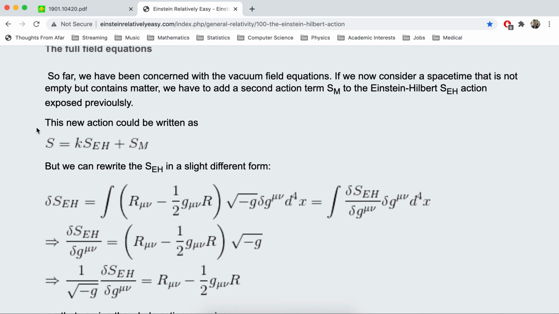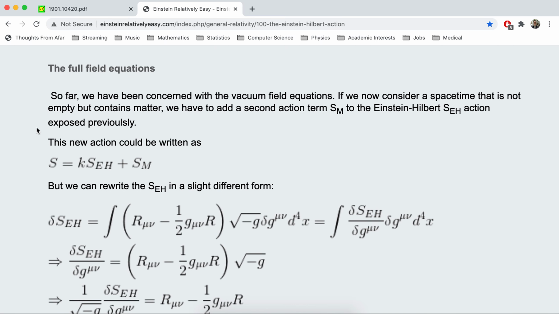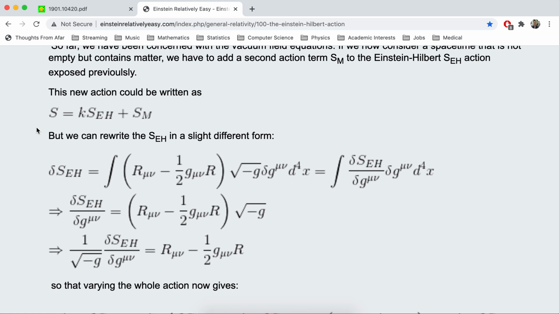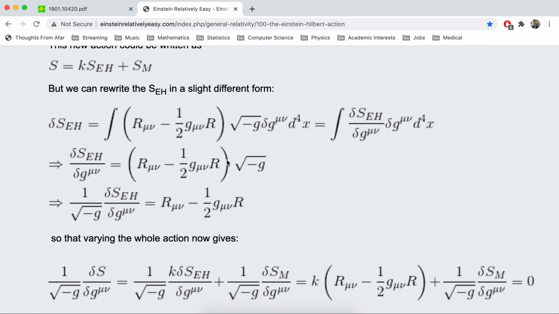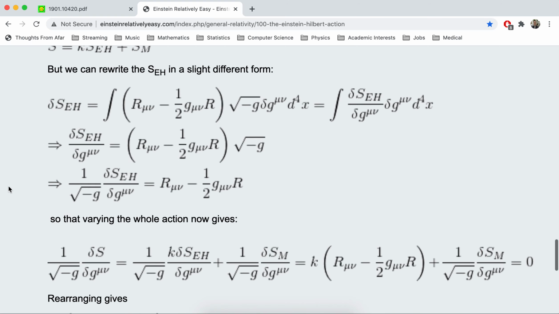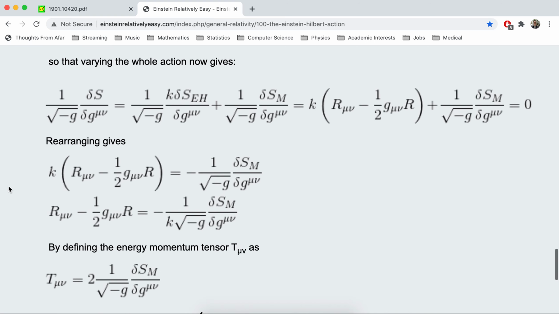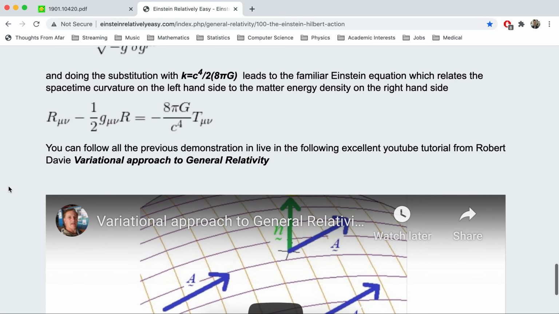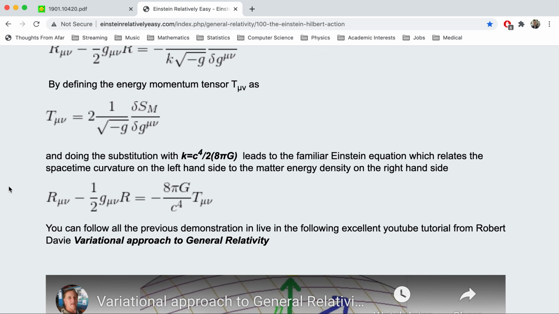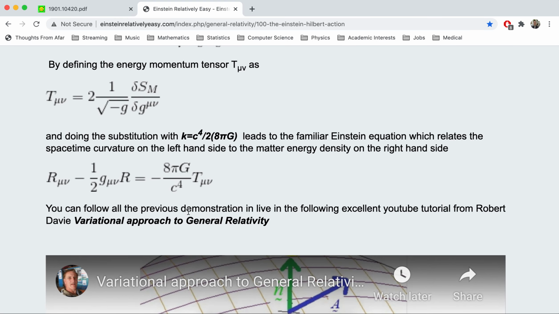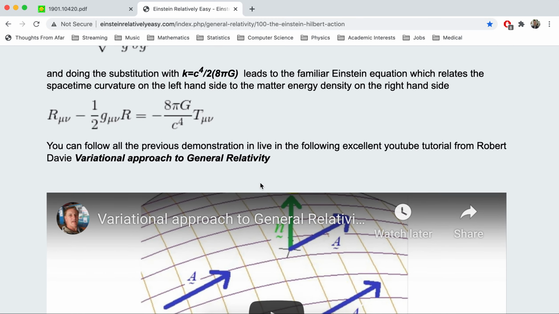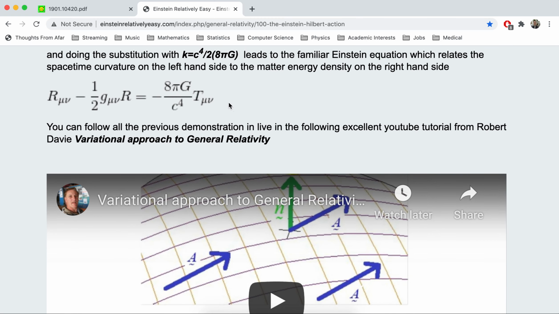So let's say now that we want to actually include objects, things that have mass. What we need to do is add a term to this equation. I'm not going to write this out. Essentially, you do the same thing you did before. You vary something, you do this, you do that, yada, yada, yada. And in the end, you get this equation. Okay, so this is the full Einstein field equation.